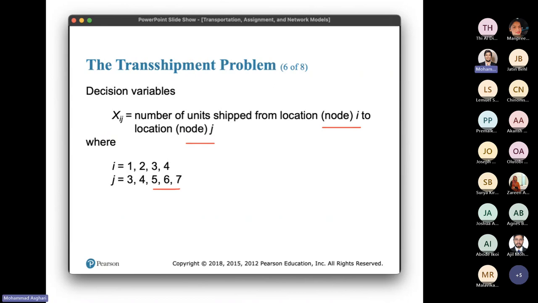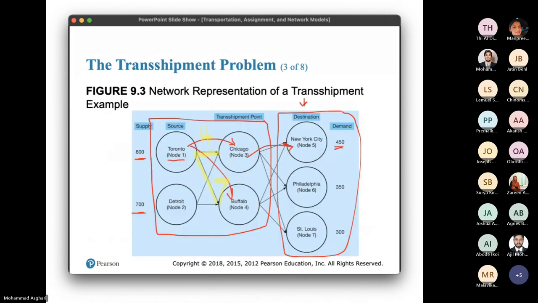And you can see the j with that indicates intermediate points 3 and 4 and destination points 5, 6, and 7. And I can just indicate sources, supply points, and intermediate points. You can see intermediate points in both i and j. So this is the way that you can define the decision variable.